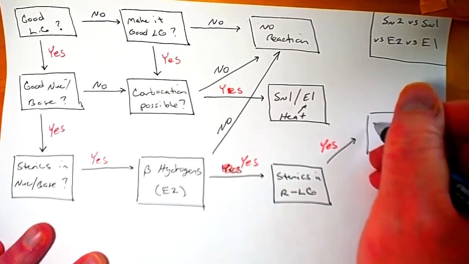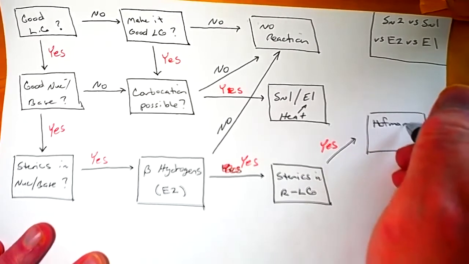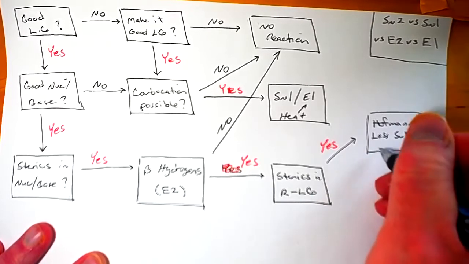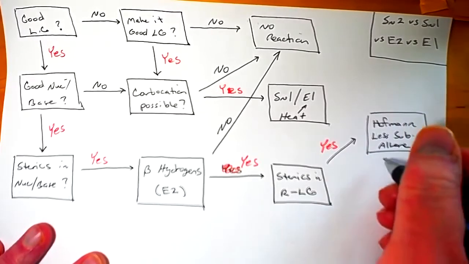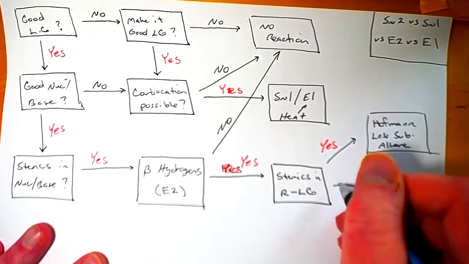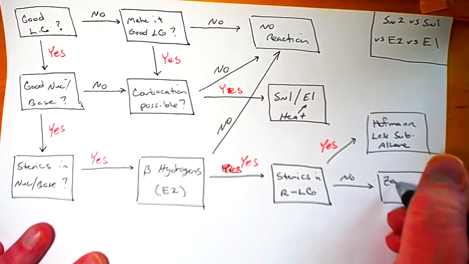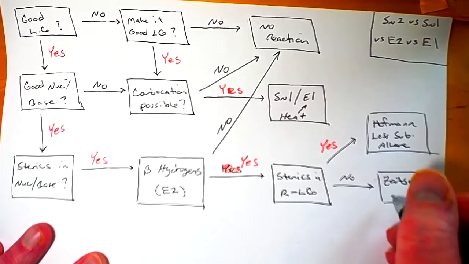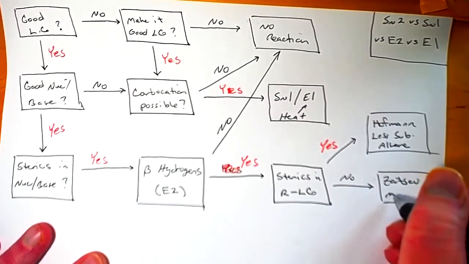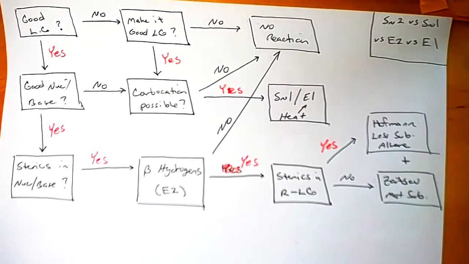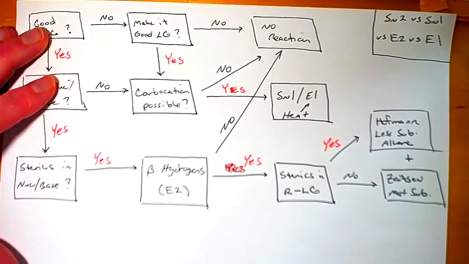Then you're looking at the Hoffman product here, the less substituted alkene as the major, okay? No, it's not very sterically crowded. Well, then you're looking at the Zaitsev, okay? The most substituted alkene as the major. But you probably will see both of them in a given system. It's not exclusive.